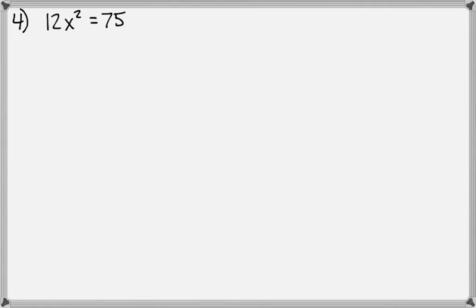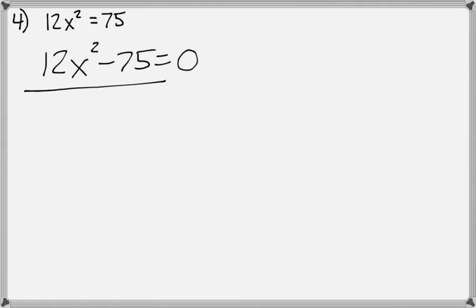For question 4, I want to first get everything onto one side and 0 on the other. So I'm going to subtract the 75 from both sides. So now that you have everything on this side and 0 on this side, you're ready to factor. So I can factor out a GCF of 3, which leaves me with 4x squared minus 25.